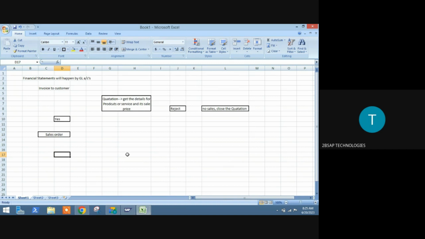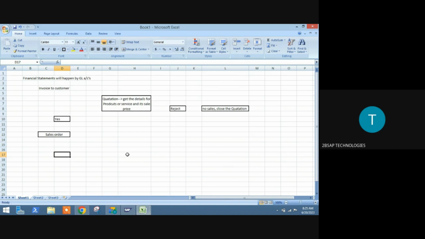Let's assume you are having 100 quantities of stock. Each product price is 10 rupees. What is the total stock value? 100 into 10, 1,000. Now you are selling your products. Assume you are selling 50 products. What is the stock value now after sale?